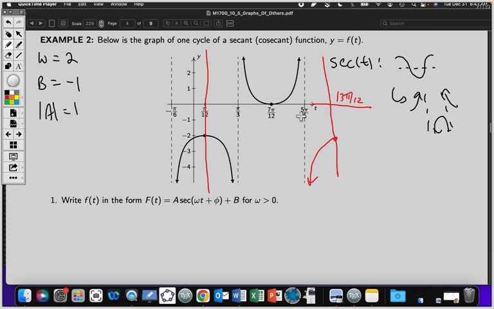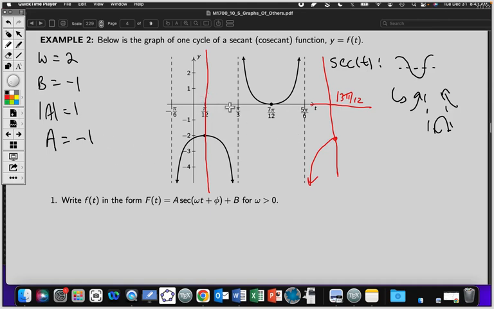Another 3 pi over 12 away from the 5 pi over 6. So this is what I'm looking at for my secant. And the first thing I notice is that it's inverted, so it's going to give us a negative. So let's start building this. Our A here would be a negative 1 because it's inverted. All right, so I got that now.